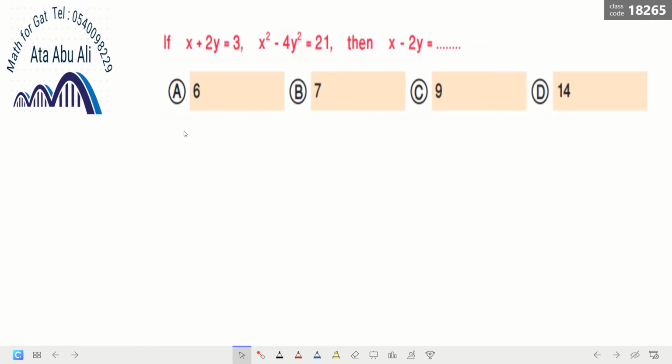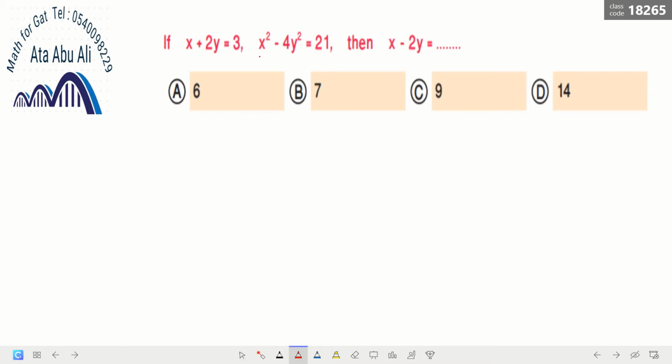Good evening, everybody. Today we start with lecture number 7 for the General Aptitude Test. Now, if x plus 2y equals 3 and x squared minus 4y squared equals 21, then what is x minus 2y?